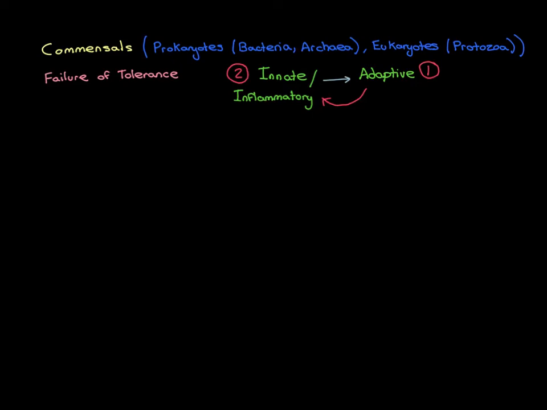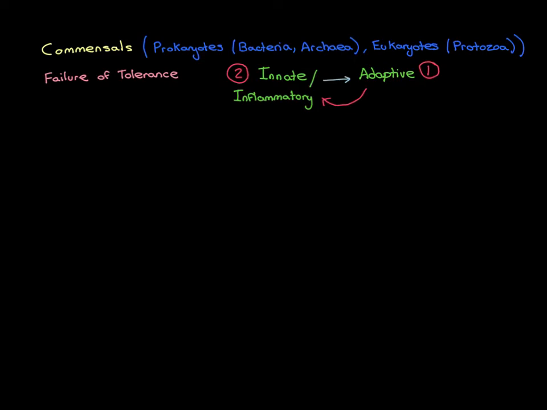And I'll stress again that that's not normally the way it occurs. Usually it's the innate immune response first and then the adaptive immune response. But in this case, the innate immune response doesn't attack the commensals. It's the adaptive immune response that goes wrong, and then it tells the innate immune response to attack the commensals.